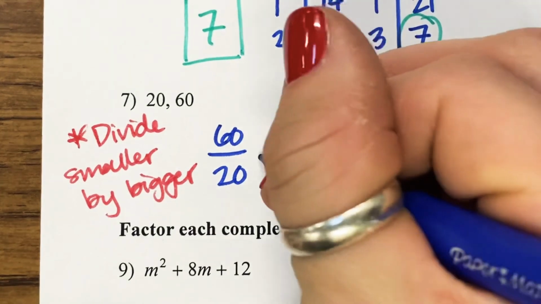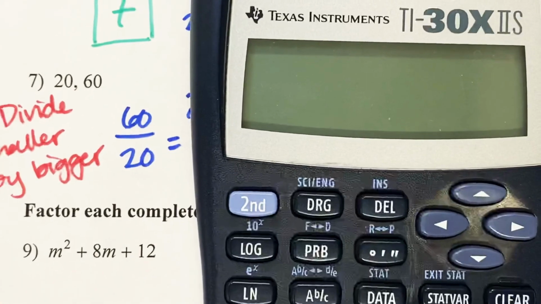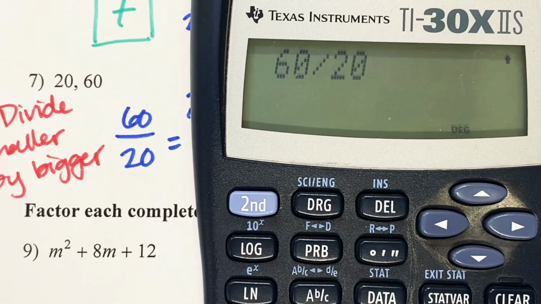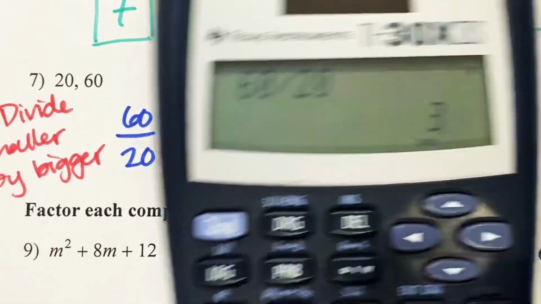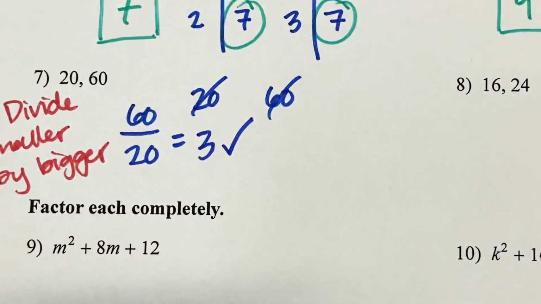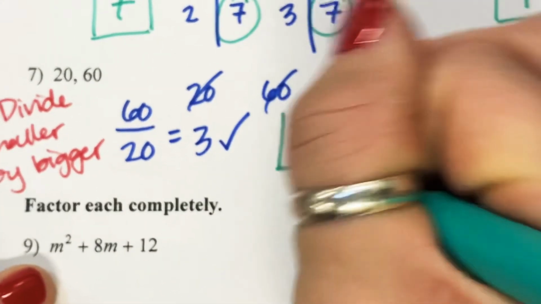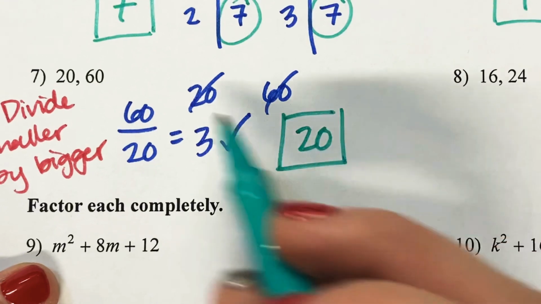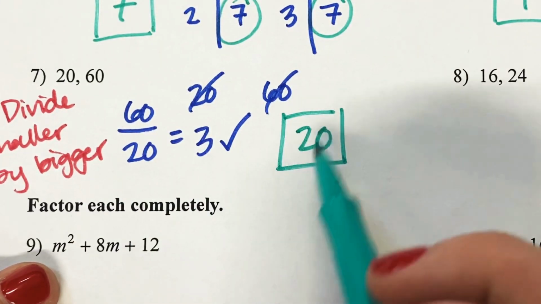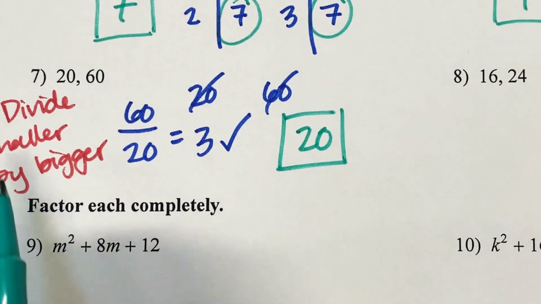Okay, 60 divided by 20. Does this give us a whole number with no decimals? Yes, it does. This gives us a 3. So since it divided evenly, we know that 20 is our GCF, because 20 goes into 20, but 20 also goes into 60. So that is the biggest number that goes into both. That's a little trick you can use.